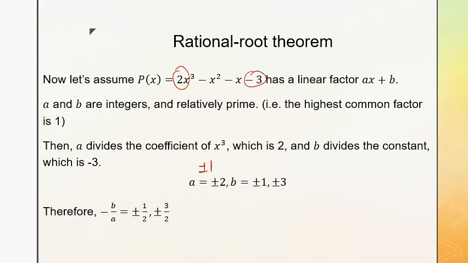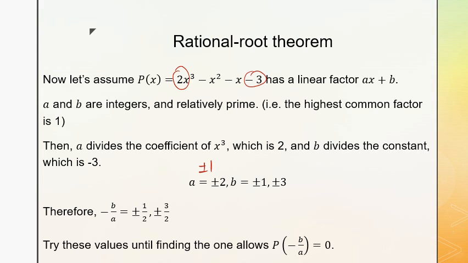For the case of a taking the value of 1 or negative 1, we've already thought about this in the previous slide. It's when the cubic function has an integer solution. However, in this case, it's neither the case. Therefore, you can only think about a taking the value plus or minus 2.